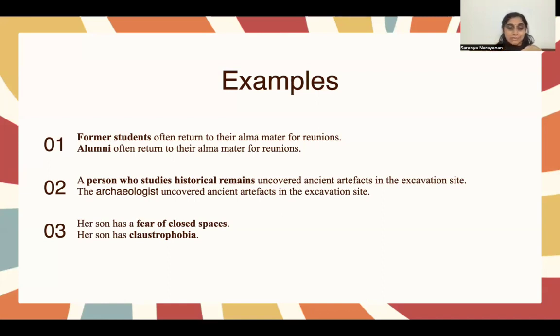Look at the last example. Her son has a fear of closed spaces. Instead of fear of closed spaces, we can use the word claustrophobia. So, her son has claustrophobia. The meaning is the same. When words like these are used in day to day conversations, we would admire the skills of the speaker. So, like I mentioned earlier, it is not just making the idea more clear, it is also building the language capability of the speaker.